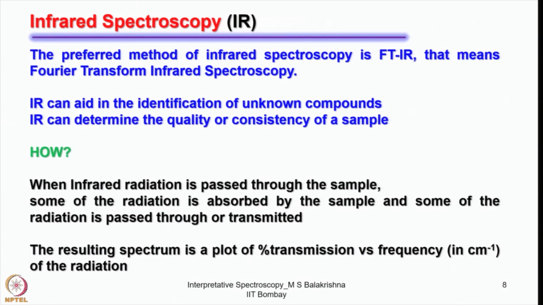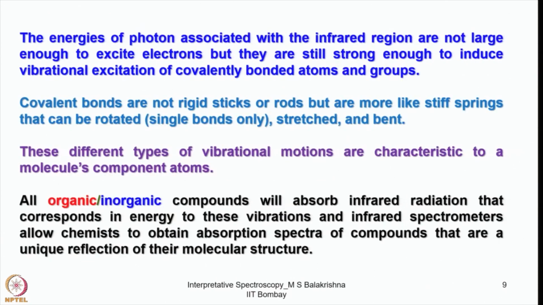Then how does it happen? When infrared radiation is passed through the sample, some of the radiation is absorbed by the sample and some of the radiation is transmitted. The resultant spectrum is nothing but the plot of percentage transmission versus frequency, in centimeter inverse, of the radiation passed through in the infrared region. The energies of photons associated with the infrared region are not large enough to excite electrons, but they are still strong enough to induce vibrational excitation of covalently bonded atoms and groups.